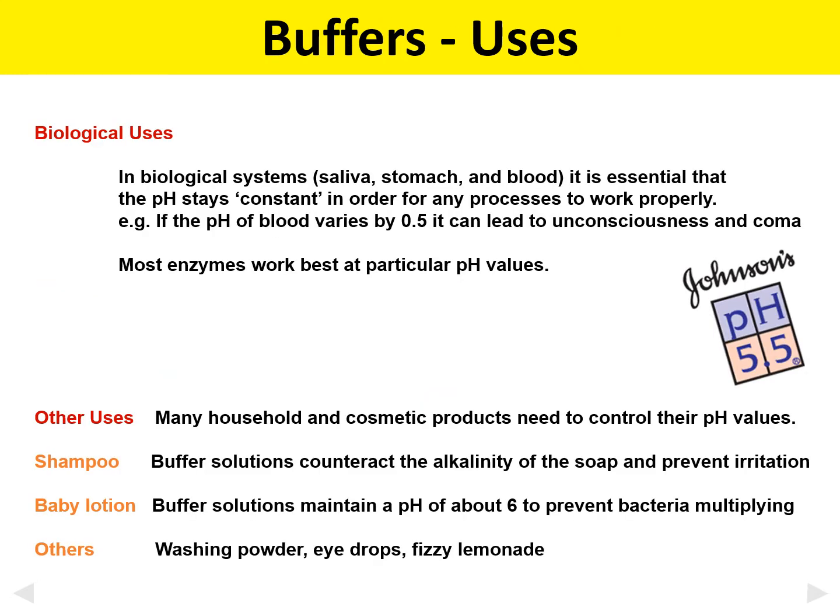Buffers can be found in biological systems such as the saliva, the stomach and blood, where it is essential that the pH stays constant. Most enzymes work best at particular pH values. Buffers may also be found in household and cosmetic products which need to control their pH values.